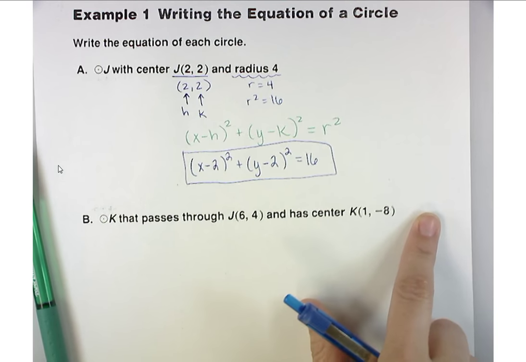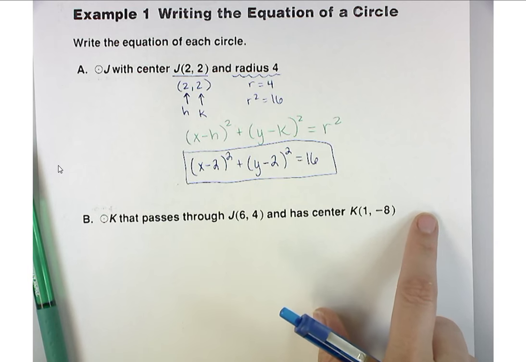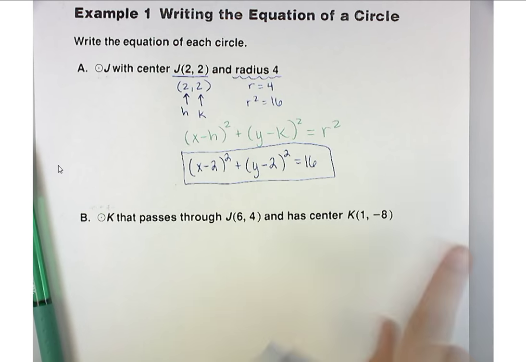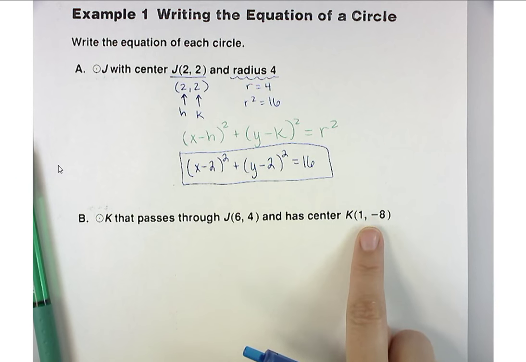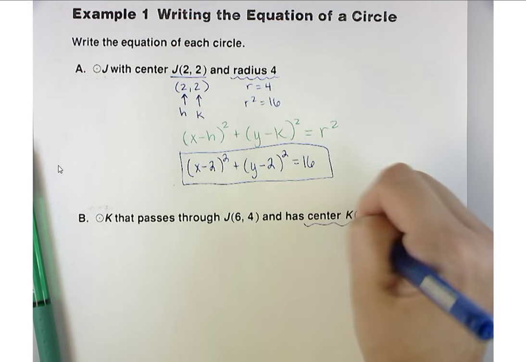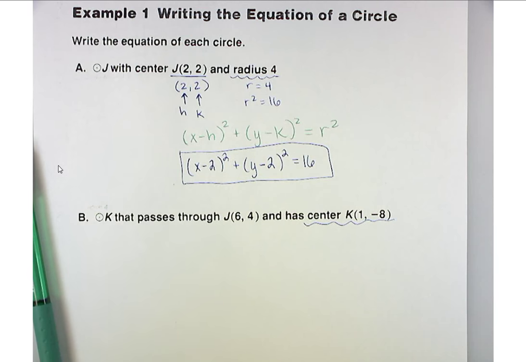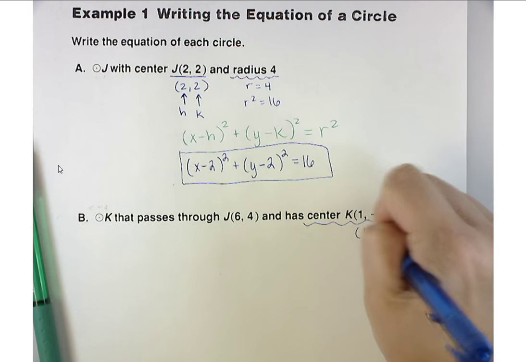All right, now for B, we are going to write an equation of the circle K that passes through J and has a center of K. All right, so which one of these is going to have my h and my k variable? Is it going to be J or K? K. So K is the center, okay, which means 1 is h, negative 8 is k.